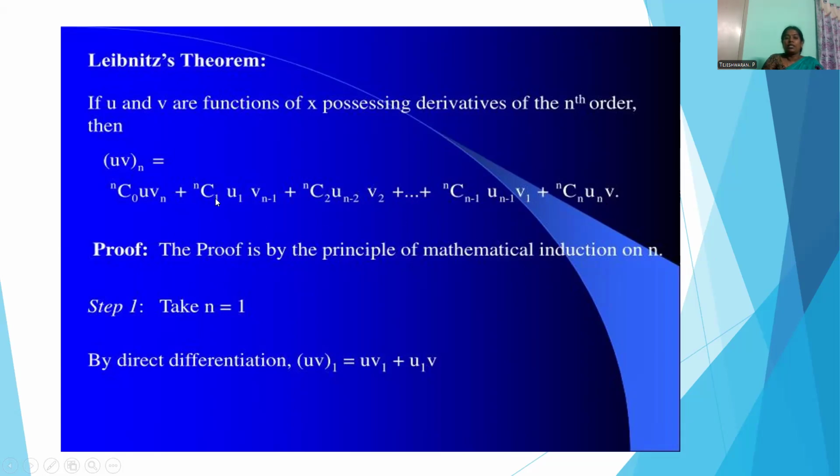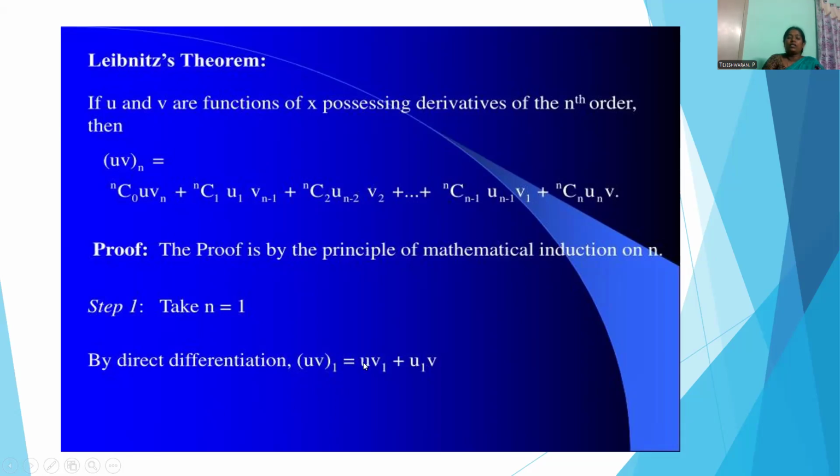We prove this result by the method of induction on n. If we take n equal to 1, on the left-hand side we have the first derivative of uv. We use the product rule, that is d of uv equals u dv plus v du. In the direct differentiation, we get the first derivative of uv.